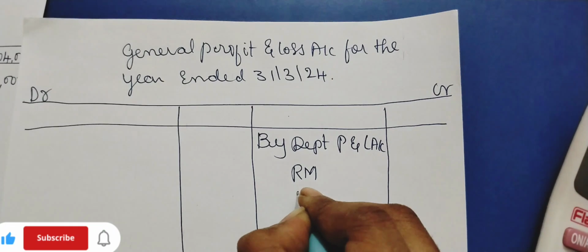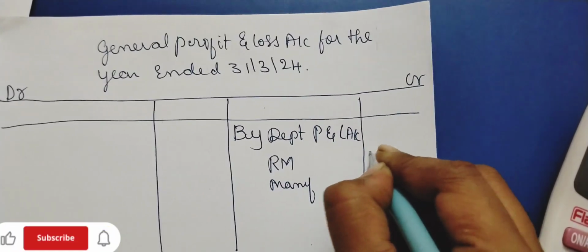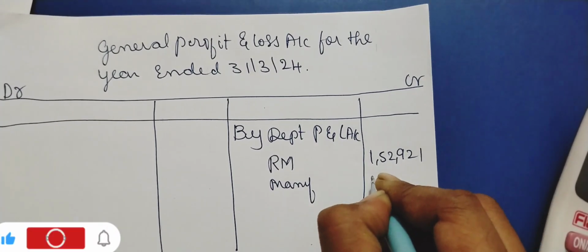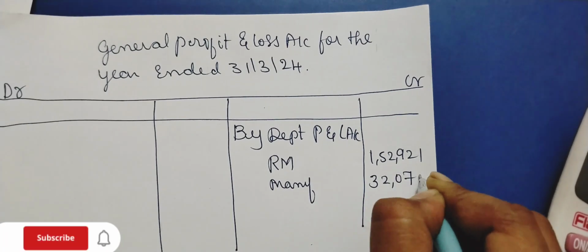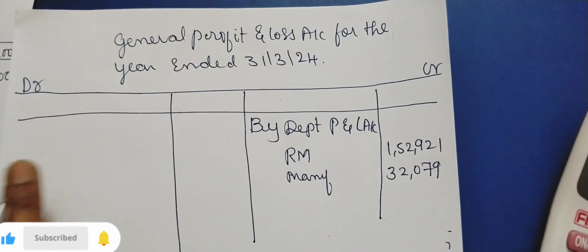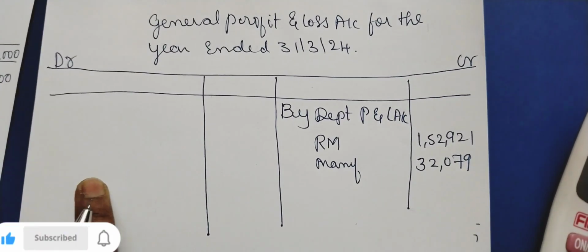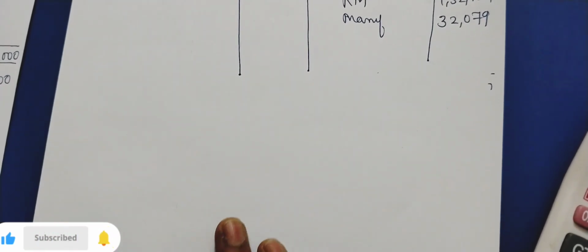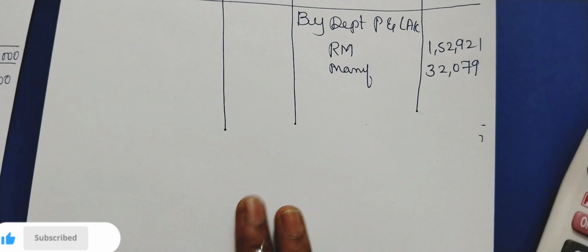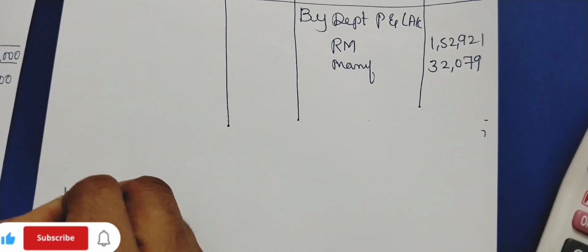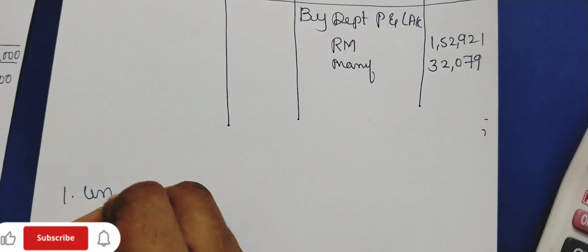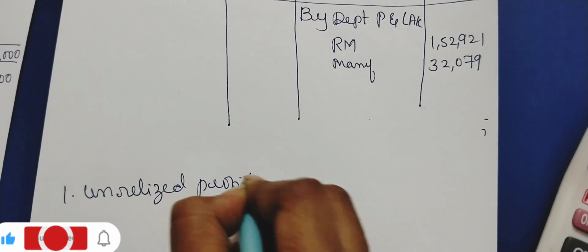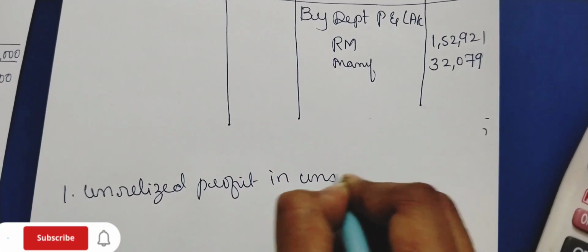Raw material 1,52,921 and manufacturing 32,079. Here you are showing stock reserve. How are you showing stock reserve? For the unrealized profit, whatever unsold stock is there, for that you are creating stock reserve. Let us do the working note. Unrealized profit in unsold stock.